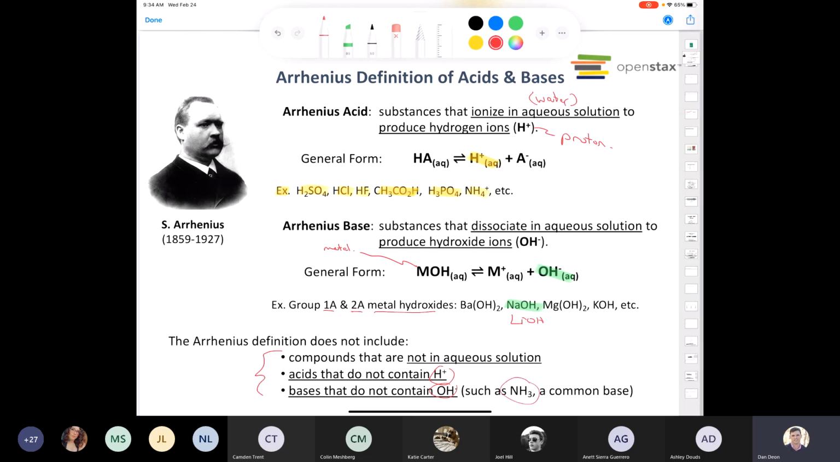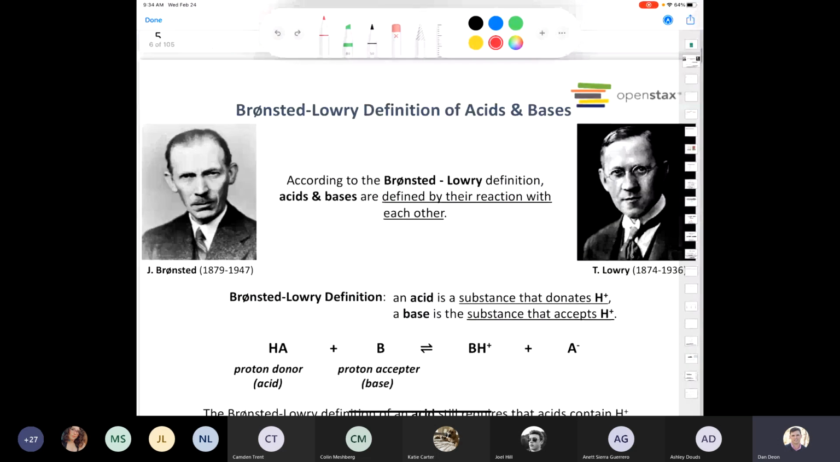Remember, I told you that Windex has ammonia in it, NH3, and that's a base. Well, where's the hydroxide in ammonia? I don't see any, right? I don't see any oxygen here. So we have to broaden the definition a little bit from Arrhenius.